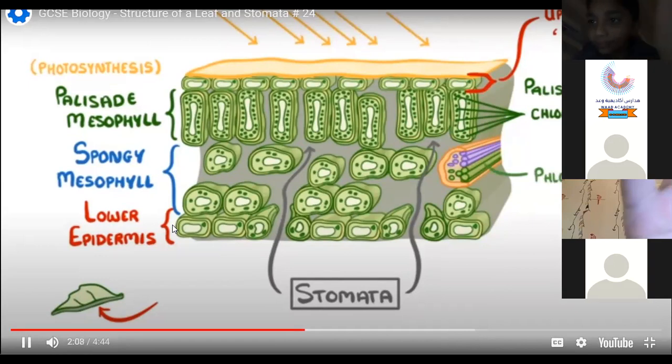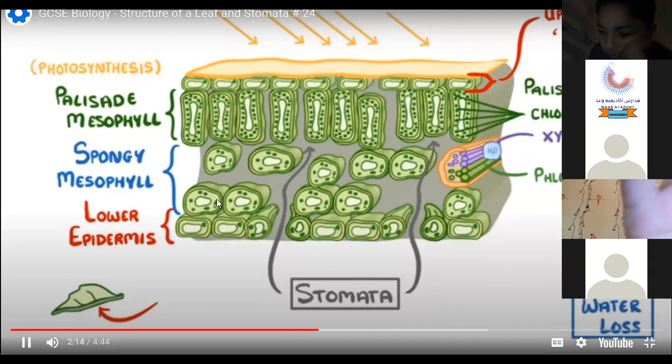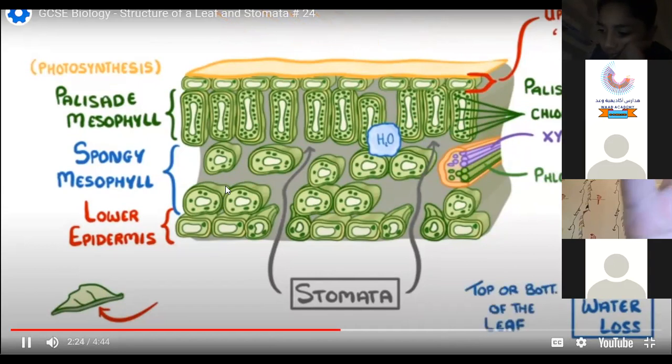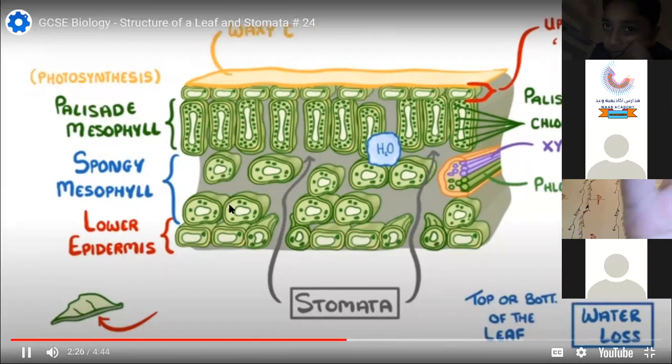Now the main problem that leaves face is water loss. The xylem, which runs next to the phloem here, continually brings water up from the roots for the palisade cells to use in photosynthesis. But that water can be lost from both the top and bottom of the leaf. To reduce this water loss, the leaf has a waxy cuticle on top, which is basically a thin waterproof layer of lipids that the water can't get through.